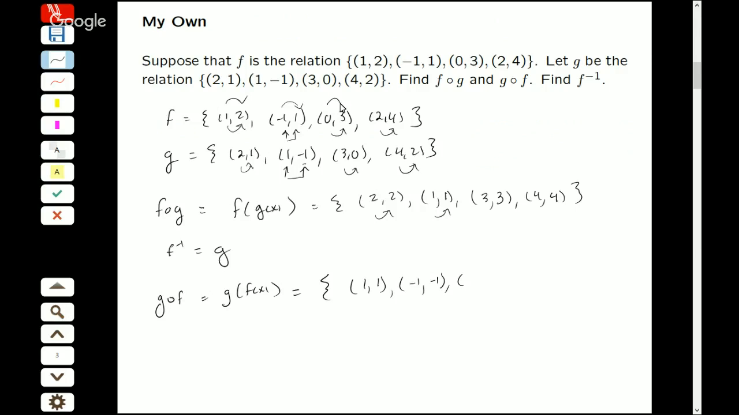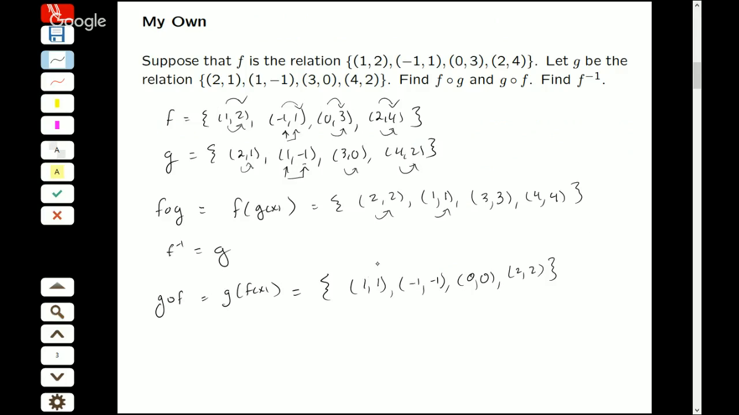Start with 0. F takes 0 to 3. Where does g take 3 to? 0. And then the last one, f takes 2 to 4. Where does g take 4 to? 2. I got off of it. There we go.